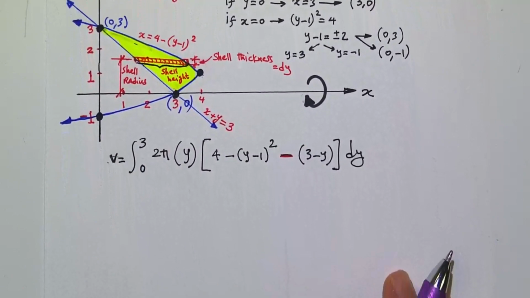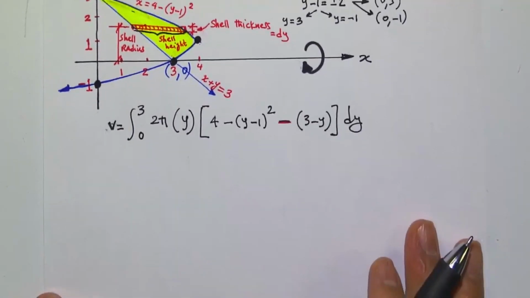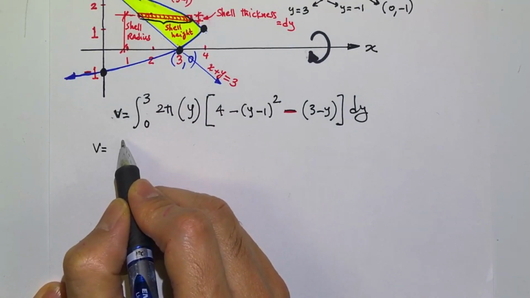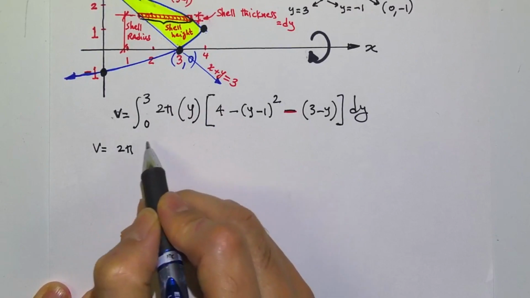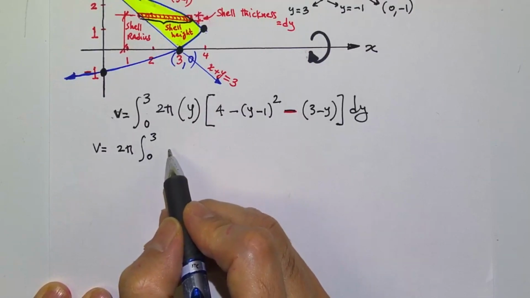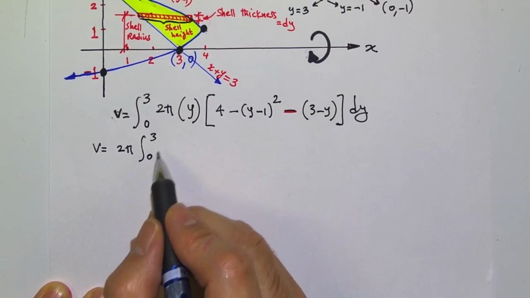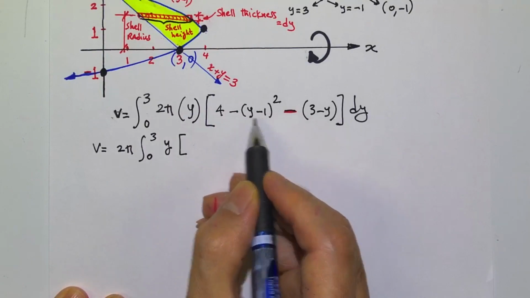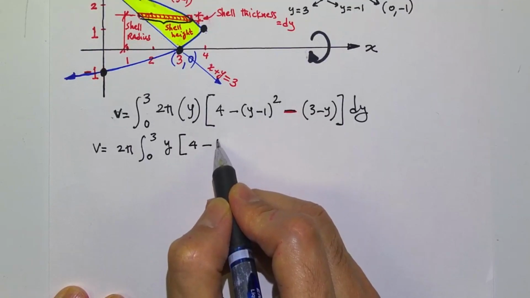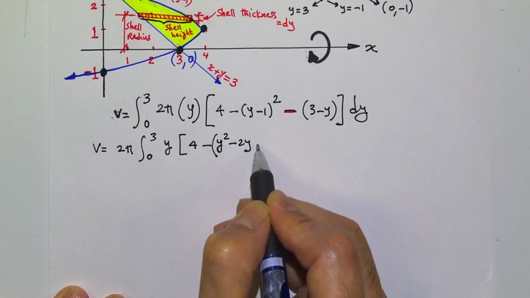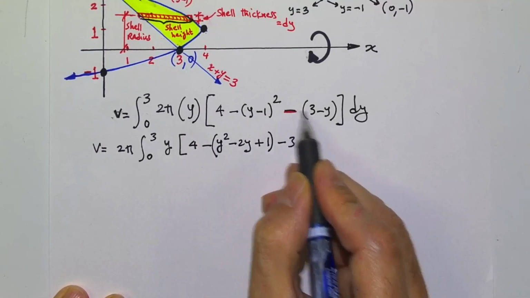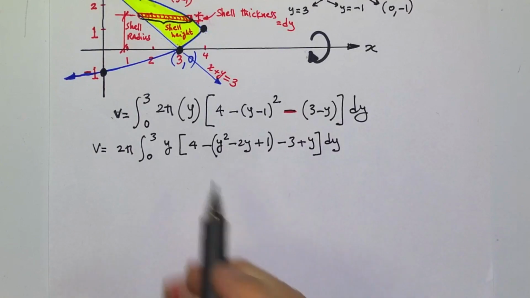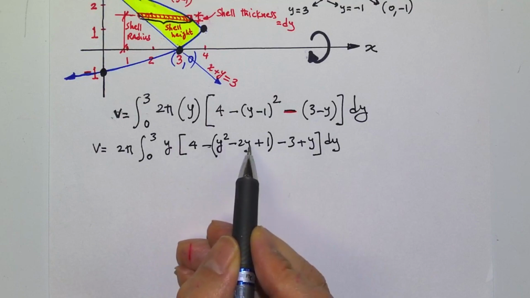Okay, all right. So now that we have our integral set up, we can go about simplifying it and calculating it. Hopefully I can fit all of this on one page. So we have, let me put the 2 pi out here, 2 pi times the integral from 0 to 3, and then y times all of that. So y times, I'm going to expand this. So we have 4 minus, expanding that, we get y squared minus 2y plus 1, minus 3 plus y, right? I just distributed this minus. All of that dy.